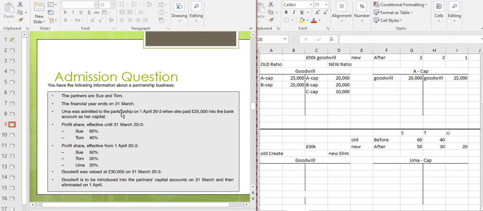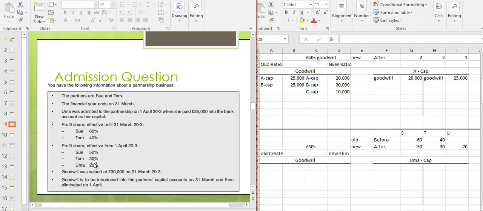So we have two partners, Sue and Tom. Uma's joined the partnership. She's brought 25,000 to the business. Before Uma joined, there was a 60-40 split, with Sue having 60 and Tom having 40. Thereafter, it's on a 50-30-20 split.